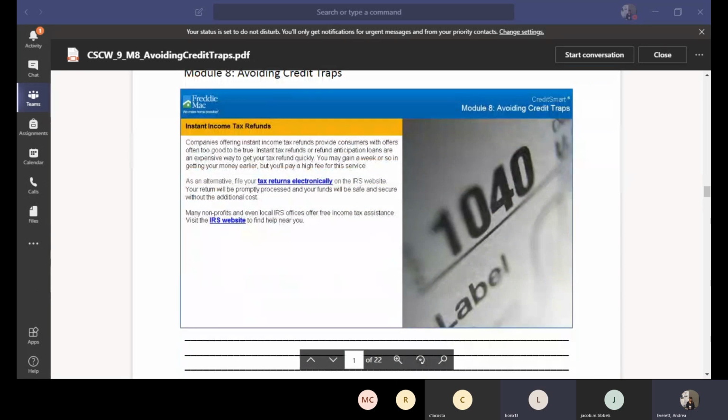So instant income tax refunds. These are companies offering instant income tax refunds to provide consumers with offers often too good to be true. Instant tax refunds or refund anticipation loans are an expensive way to get your tax refund quickly, but you'll pay a high fee for this service. You want to file your taxes electronically on the IRS website as an alternative to using an instant income tax refund service. You could use those VITA programs that we talked about, which are some of the nonprofits and even local IRS offices that offer free income tax assistance.